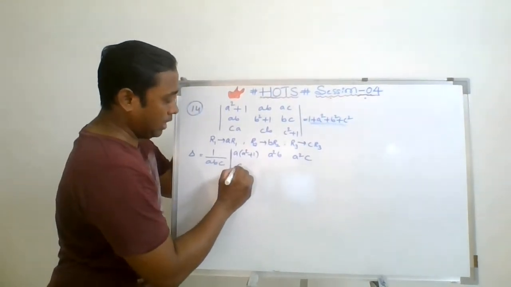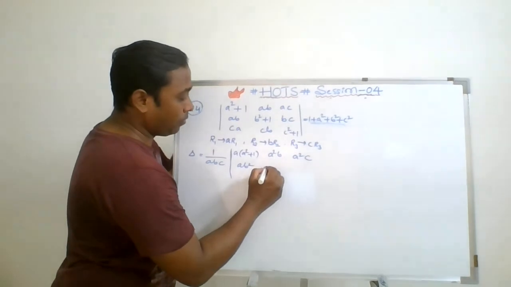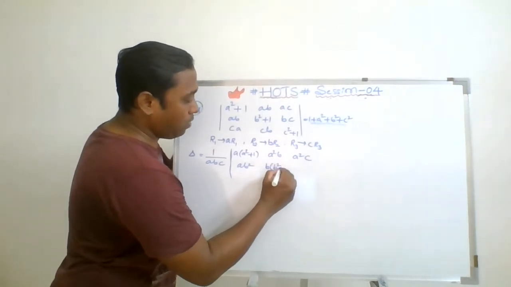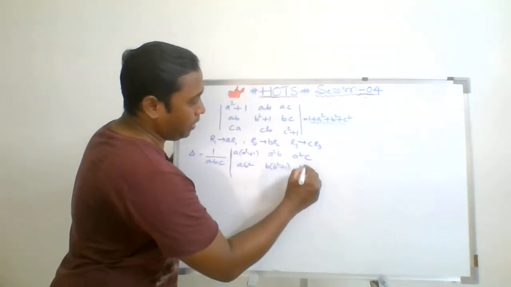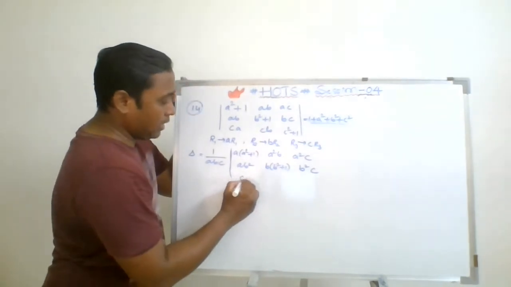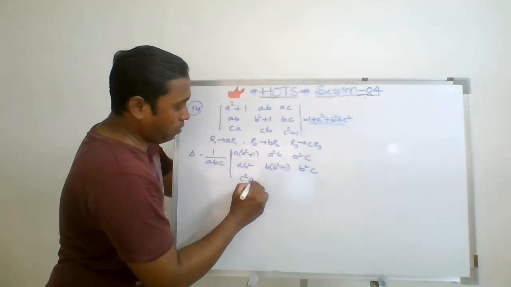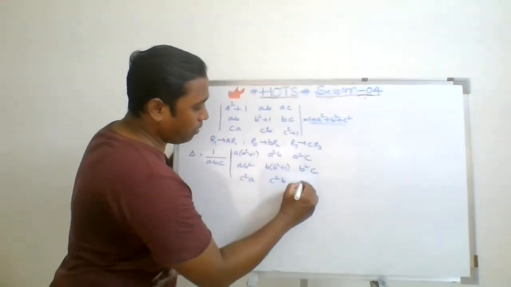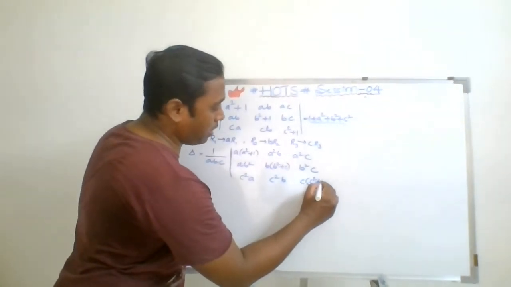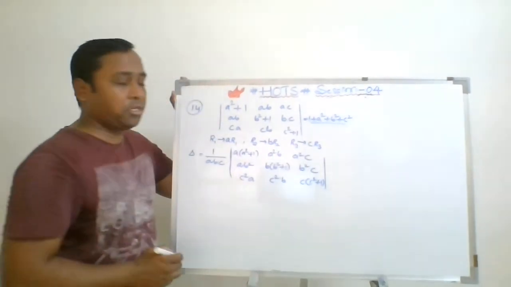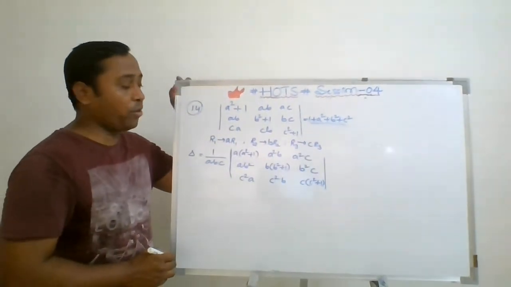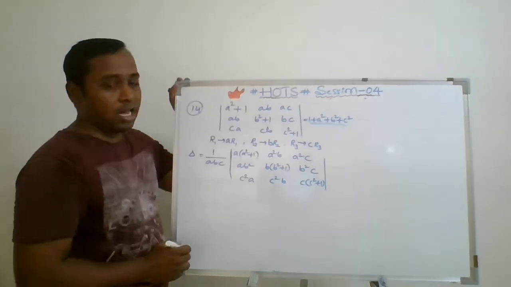Second row: A square, B into B square plus 1, B square C. Multiplying by C, we get C square A, C square B, C into C square plus 1. What is the use of this operation? What is the modification? What benefit will we get from this?